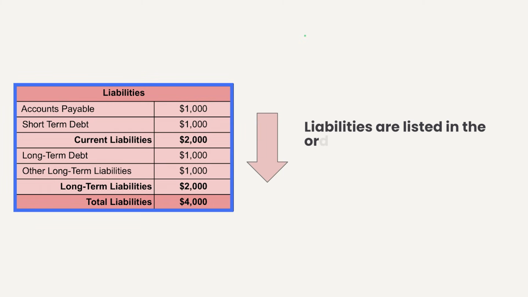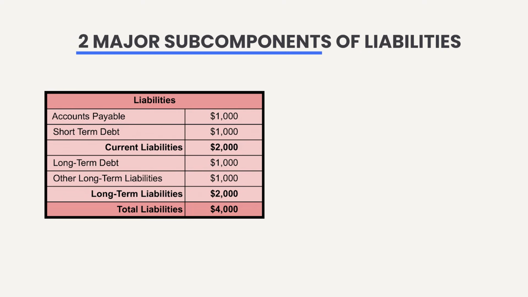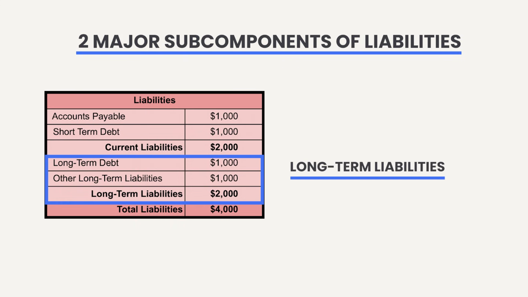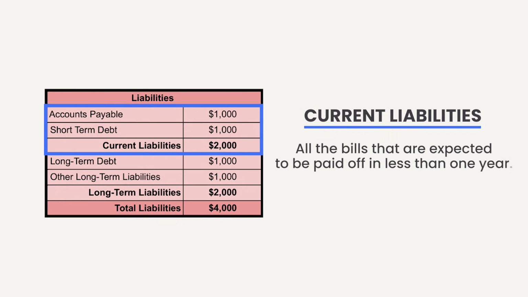Liabilities are listed in the order at which they are expected to be paid off. The liabilities that are due the soonest are at the top, and the liabilities that are due the latest are at the bottom. Just like assets, liabilities can be broken down into two major subcomponents: current liabilities and long-term liabilities. Current liabilities are all the bills that are expected to be paid off in less than 1 year.